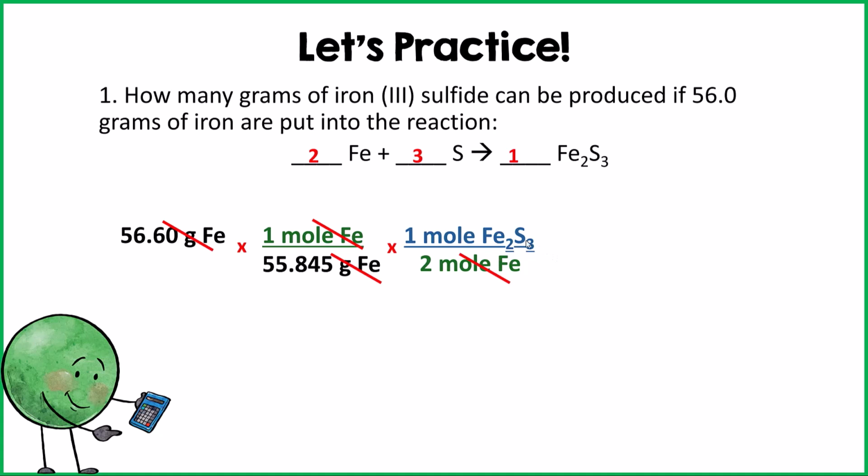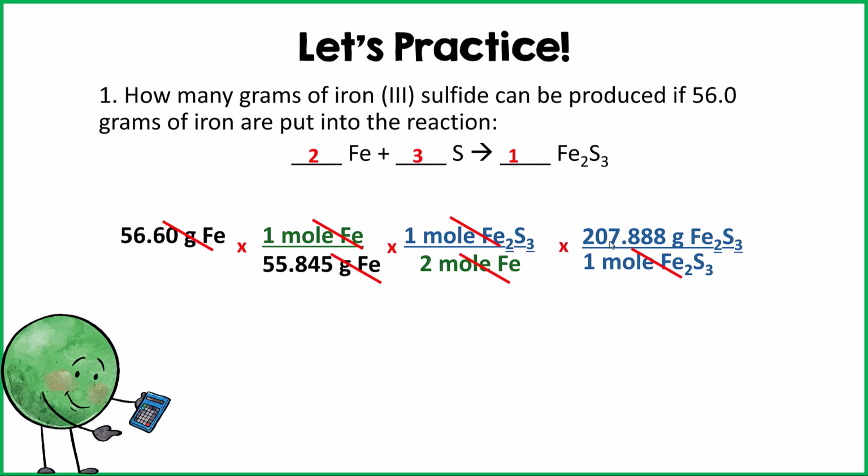Now we have moles of iron sulfide, but we want to know how many grams of iron 3 sulfide can be produced. So we need to convert this moles value to grams. And in order to do that, we use the molar mass of iron 3 sulfide. So we're going to put 1 mole on the bottom, cancel those out, and use our molar mass on the top.